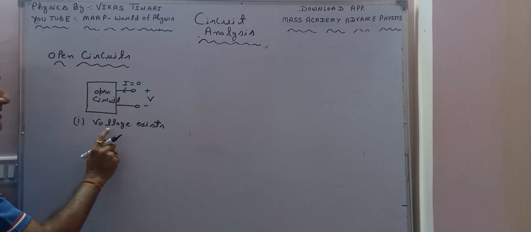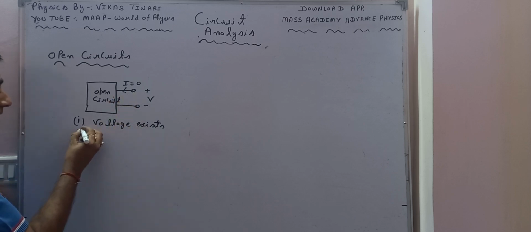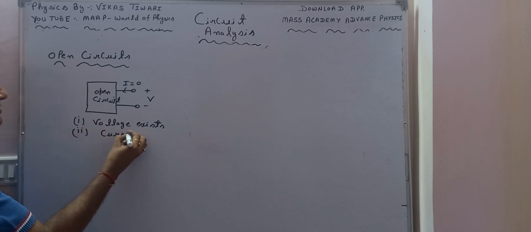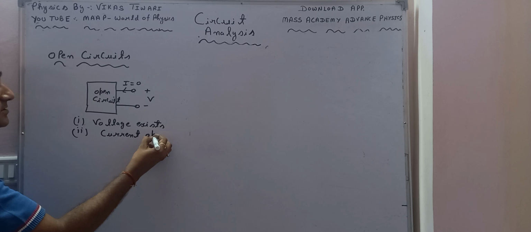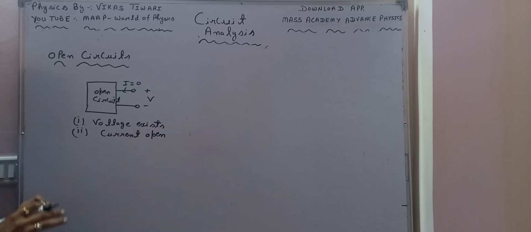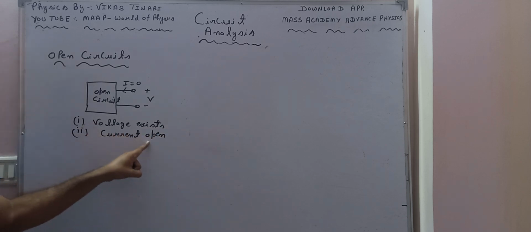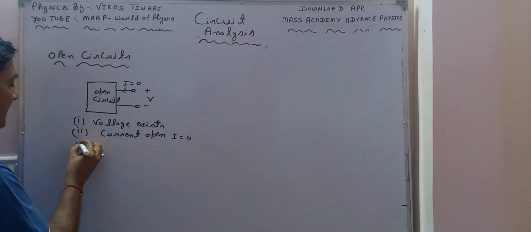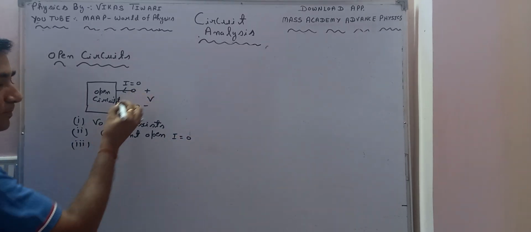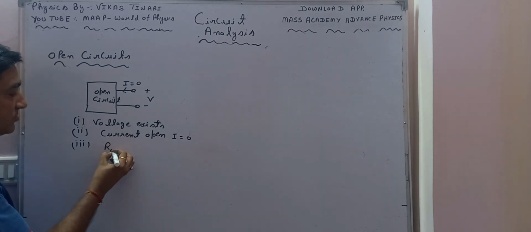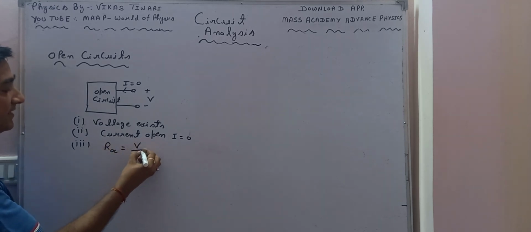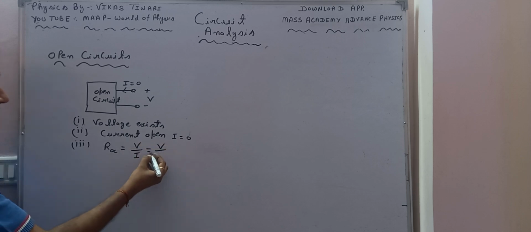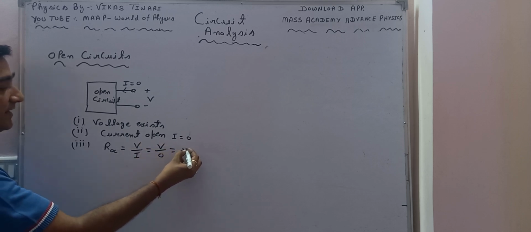For any open points voltage exists, but for any ideal open point, current is equal to 0, because current wants a closed path to flow. So the current is 0. If I ask what is the resistance of an open circuit, it is given as V upon I. No matter what the value of voltage is, if the current is 0, it will say infinite.